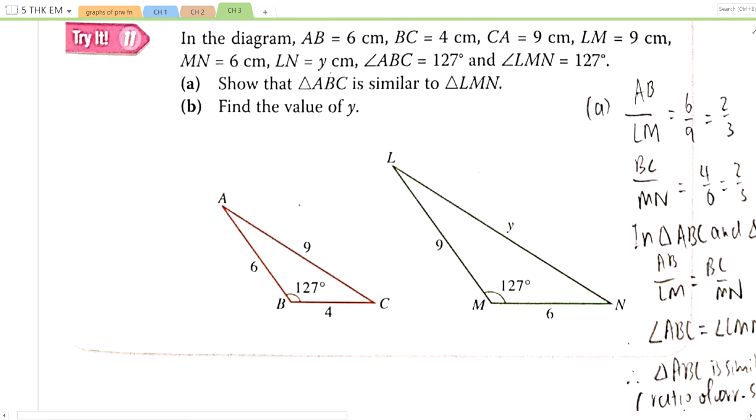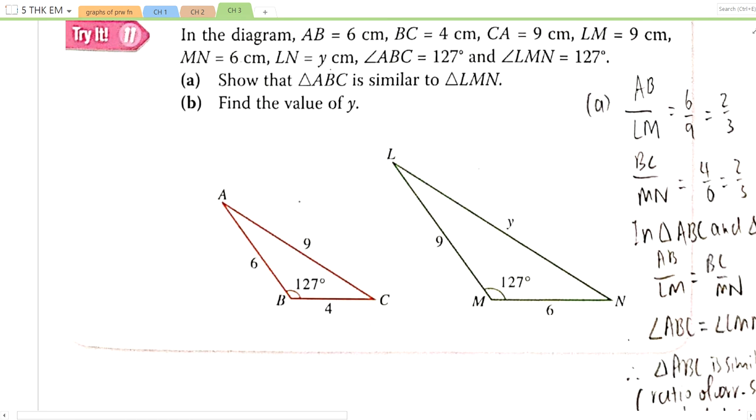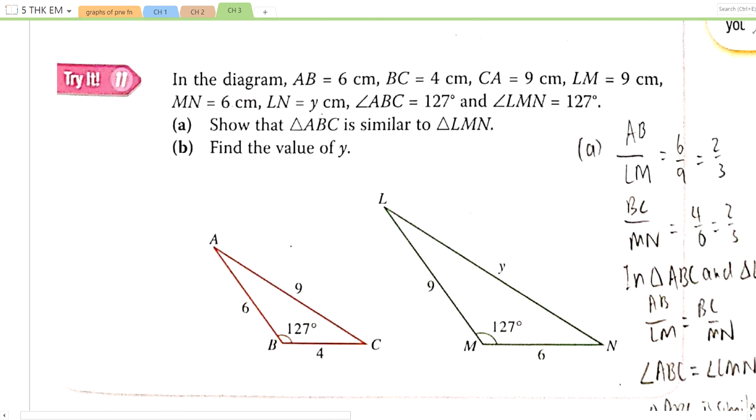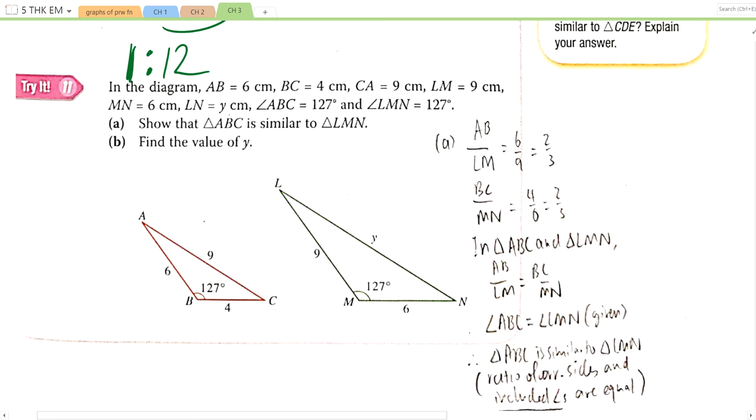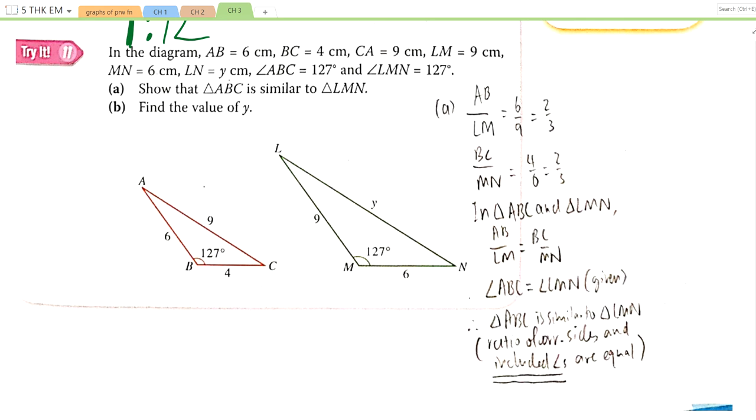Try 11. Right, so to prove that these two are similar, we go through our checklist. Angle, angle, angle: I don't have two angles, so I cannot use that. I don't have all three sides because there's an unknown, the y over there, so I cannot use the ratio of three corresponding sides. I'm only left with one last option, which is the side angle side similarity test.